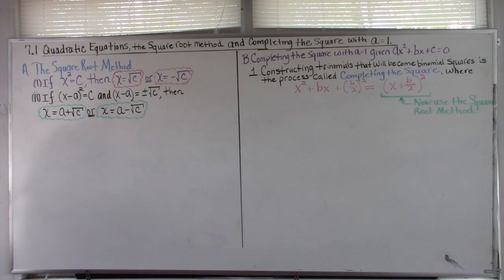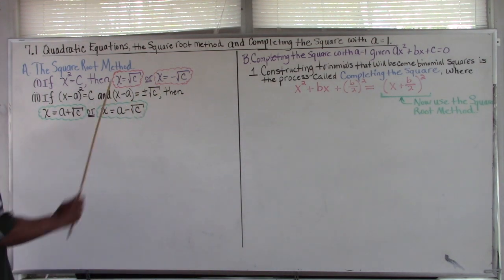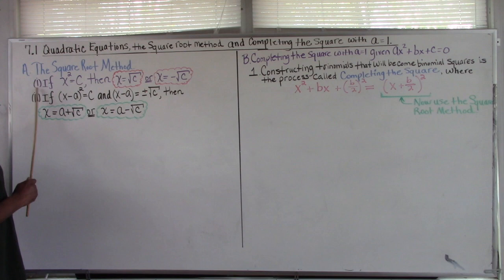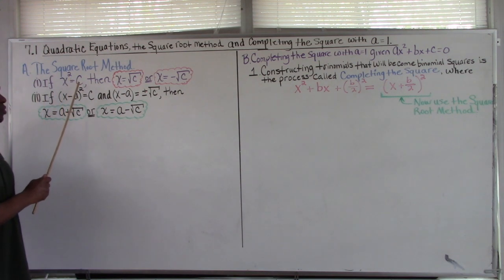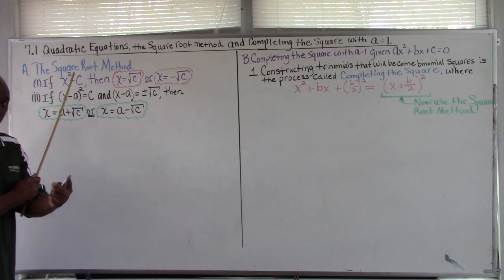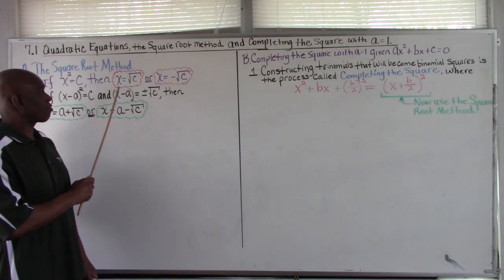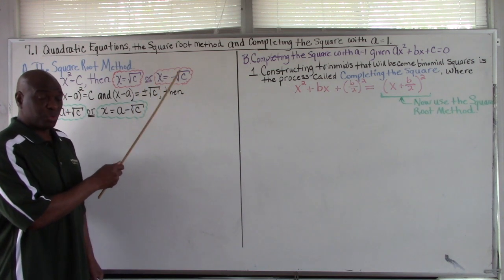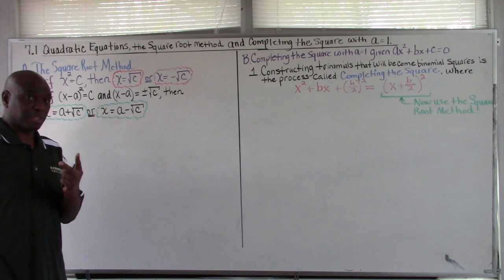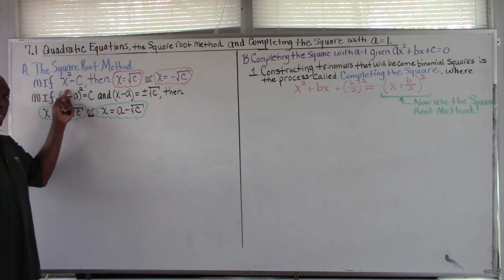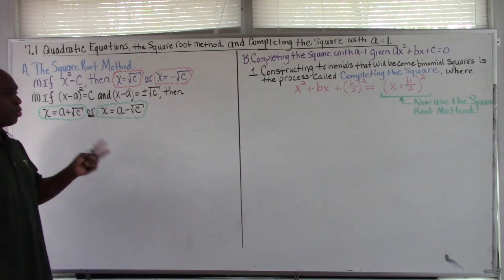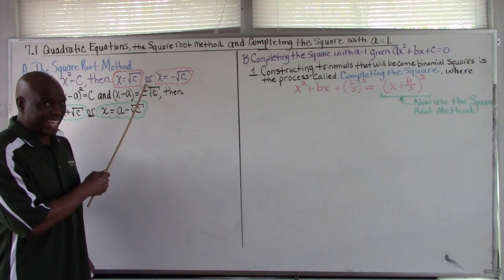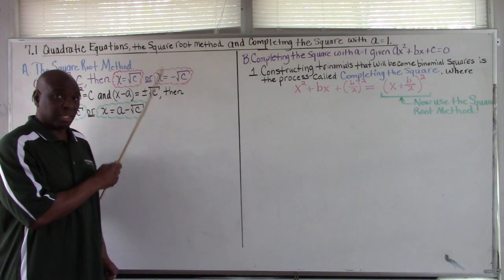Square root method. In order to use what we call the square root method, we have two conditions. Condition 1. If x squared equals c, then there are two possible outcomes. Then x equals the square root of c, or x equals the negative square root of c. Those are your only two possible outcomes if our condition is true, x squared equals c. If that's the case, two outcomes: x equals the square root of c, or x equals the negative square root of c.